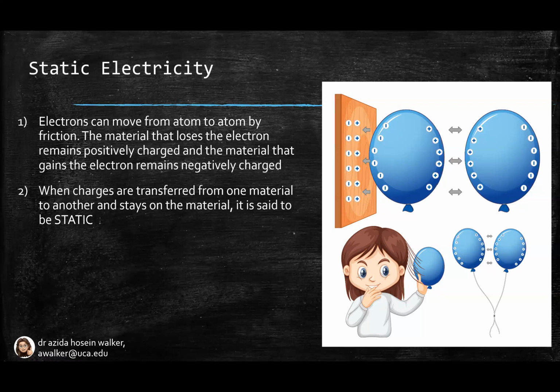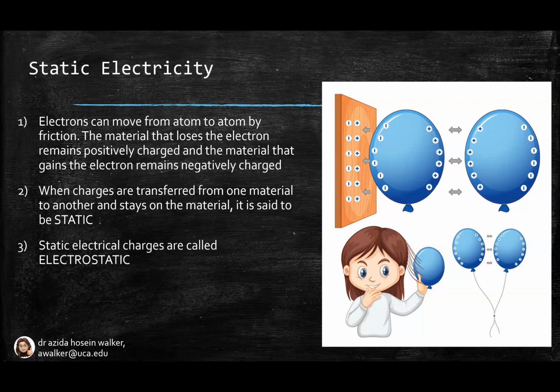When charges are transferred from one material to another, it is said to be static. Static, as in the case of the balloon, as the charges are not moving, which is different from what we see with metals, where the charges can move freely. In non-metals and non-magnetic metallic materials, the charges can reside or stay where they're put, so they're stationary or static. And that's where we get static electricity from.